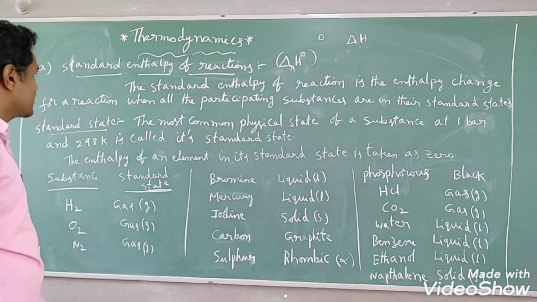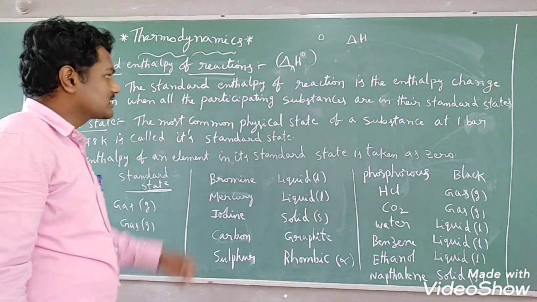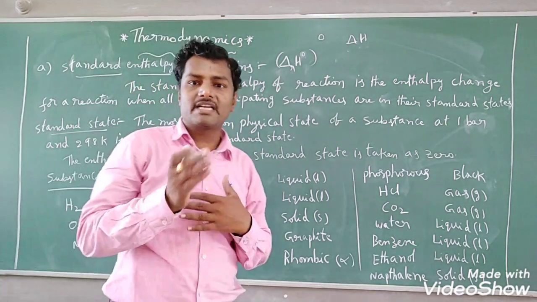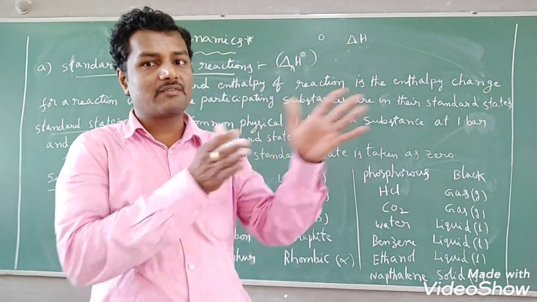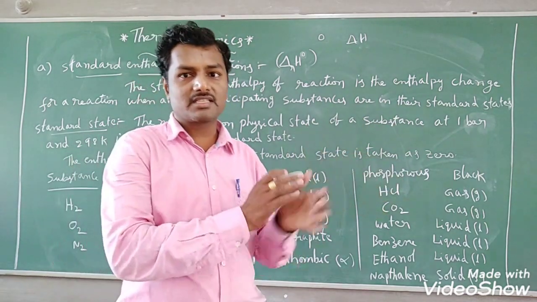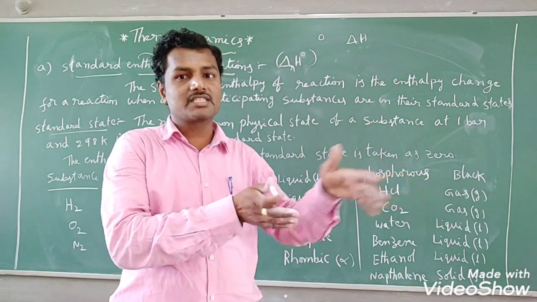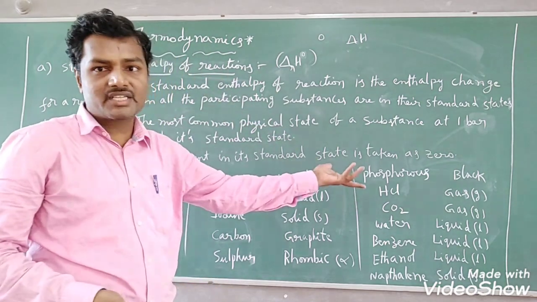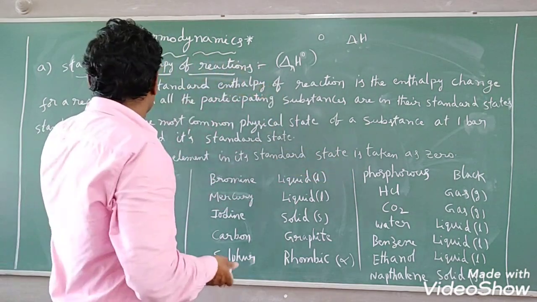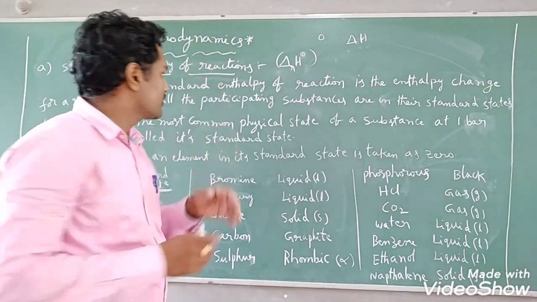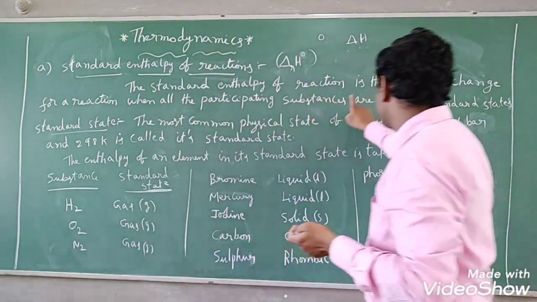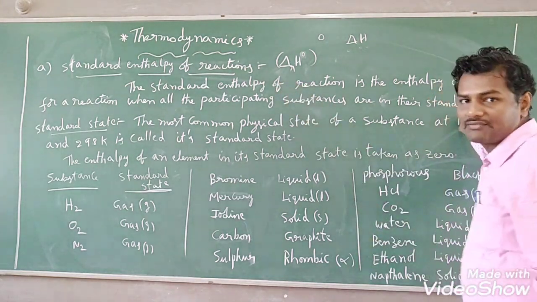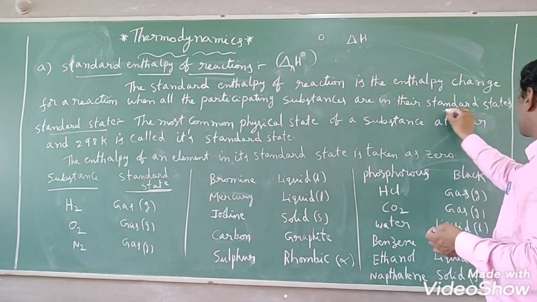What is the meaning of standard enthalpy of reaction? The standard enthalpy of reaction is the enthalpy change of a reaction when all the participating substances, the reactants, are converted into products. Already we have discussed that the enthalpy change accompanying a reaction is called reaction enthalpy. The same thing, but if you measure at standard conditions, then we call it the standard enthalpy of the reaction. When all the participating substances are in their standard state, we call it the standard enthalpy of the reaction. What is the meaning of standard state, sir?